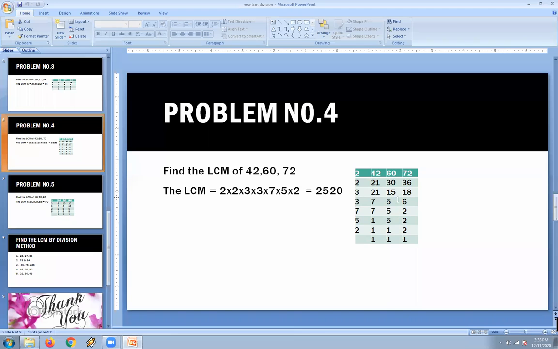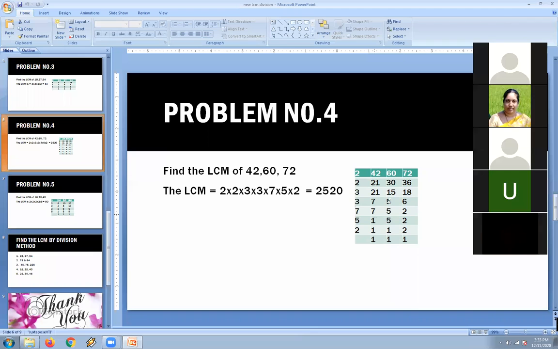3 7s are 21, 3 5s are 15, 3 6s are 18. Again, 7 and 5 are prime, but 6 can be divided either by 2 or by 3. Then we are going with the 3 itself. Then 7 will not be divided, retain as it is. 5 is not going to be divided, so retain as it is.